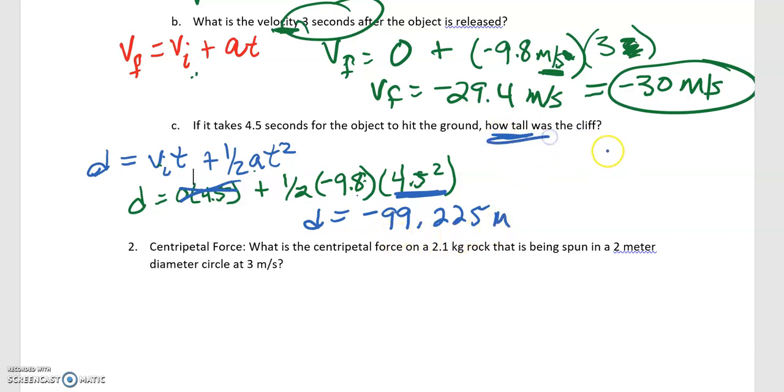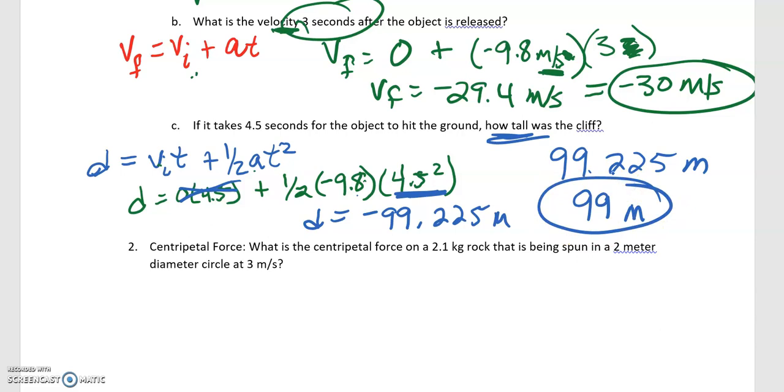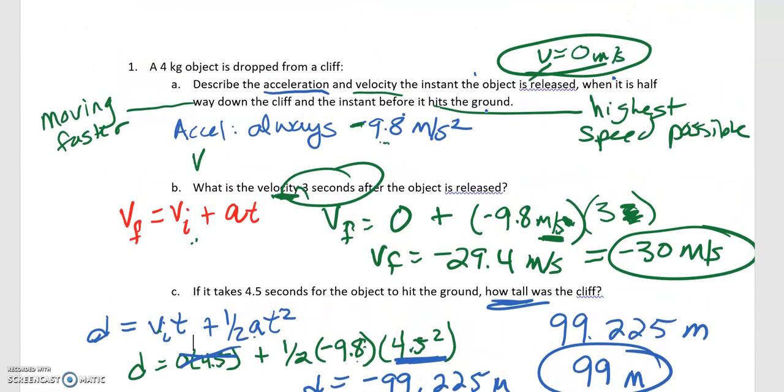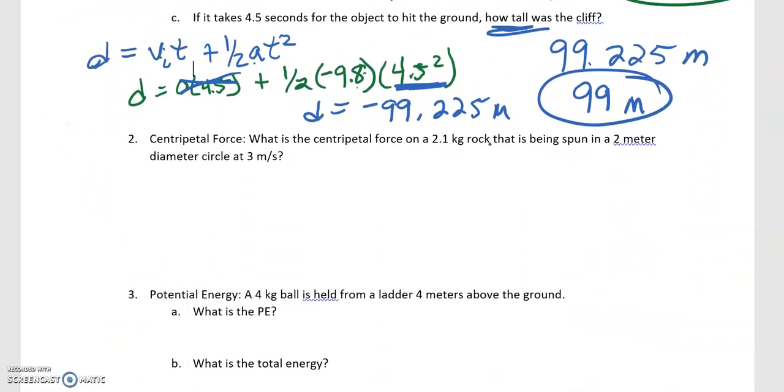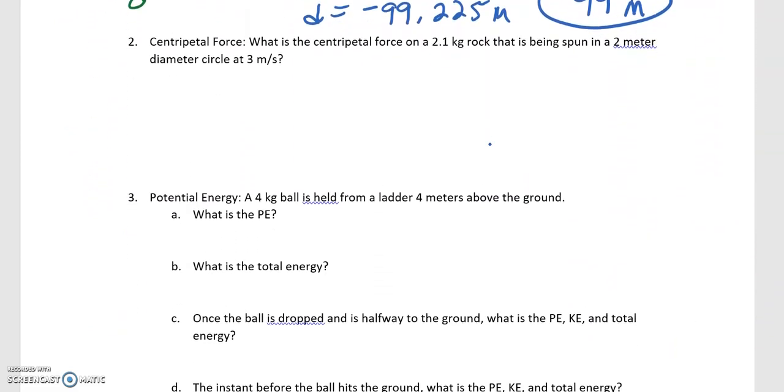The question, though, says how tall was the cliff? So when we would measure the height of something, we would give the positive value. So we would have 99.225 meters. And then again, check for significant figures. We get 2 in this one. So we would leave this at 99 meters tall is how tall our cliff is. Okay, so one of the main things to remember, though, in free fall is that the acceleration is always whatever gravity is, and your velocity is what is changing. The reason your velocity changes is because you have an acceleration.